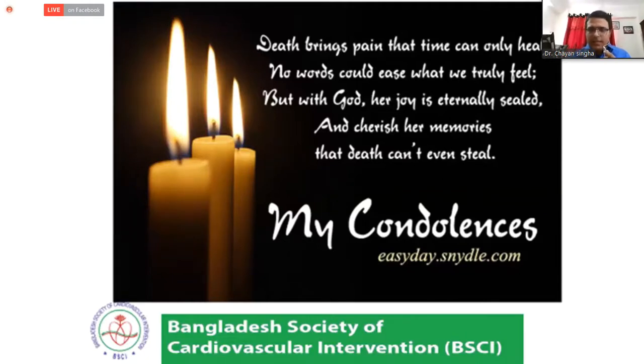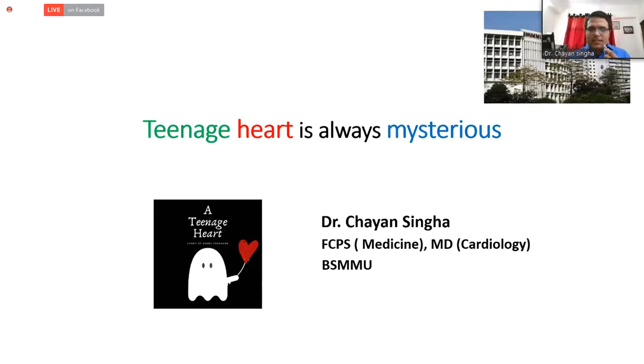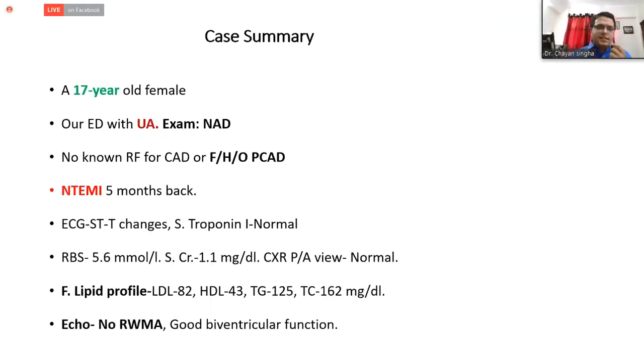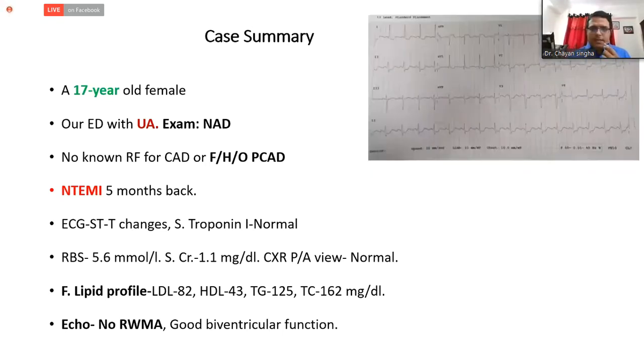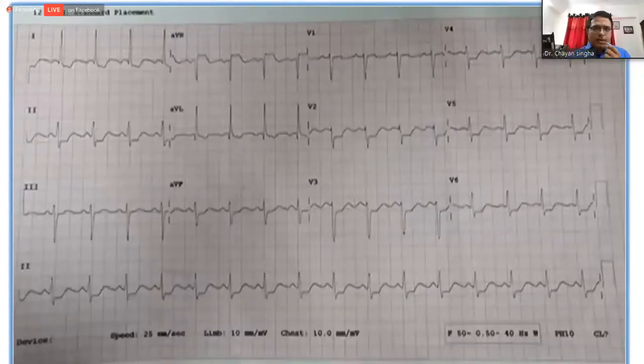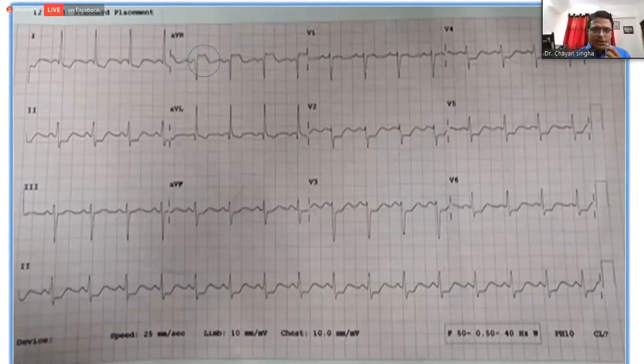You know, the teenage heart is always mysterious, as they are thinking, and curiosity is always there. My patient, a 17-year-old female, was admitted to our emergency department with central severe chest pain. She had no history of risk factors for coronary artery disease or positive family history of premature cardiovascular event. She had a history of non-ST elevation MI 5 months back. Her baseline investigation was normal, but ECG revealed widespread ST depression involving anterior and inferior leads with significant ST elevation in aVR.